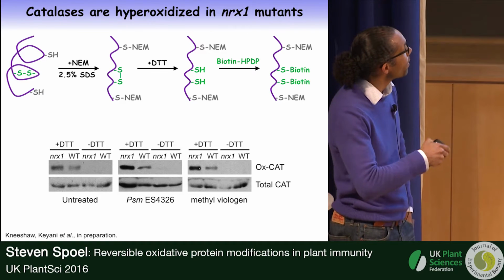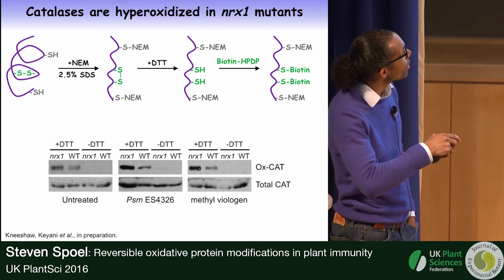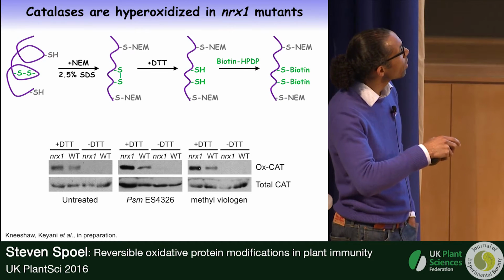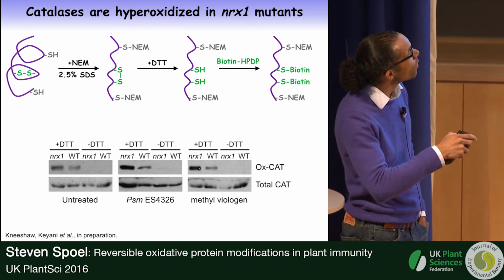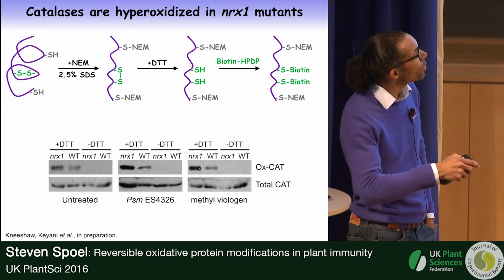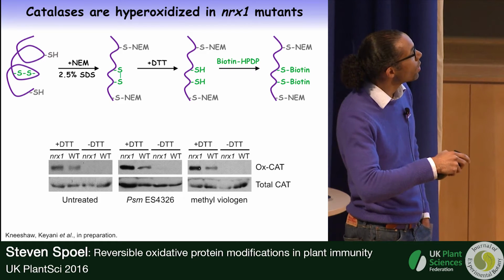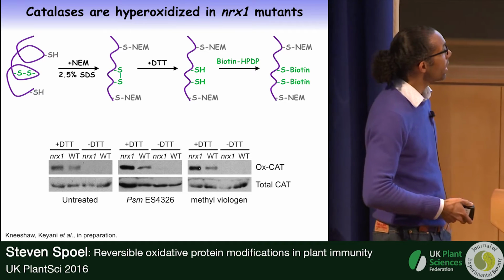Just to start with maybe untreated plants, we saw that in wild-type plants you have a little bit of oxidation of catalase compared to the total amount of catalase, whereas in NRX1 mutants we see slightly more oxidation. If we don't add in DTT, so we don't switch here from the oxidized to the reduced state, so we won't be able to label with biotin, we don't see anything. So this is key because that shows the specificity of this assay.